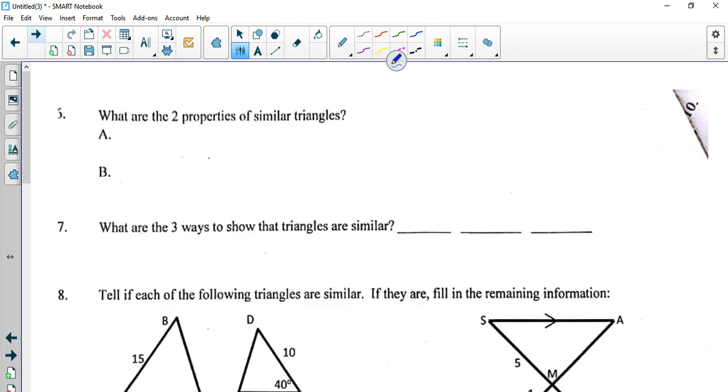Okay, the two properties of similar triangles. First off, the angles are the same, so we have congruent angles. And the sides are proportional. These are the two requirements.